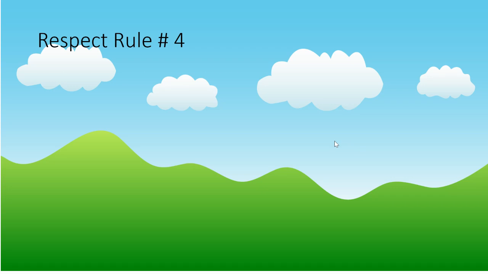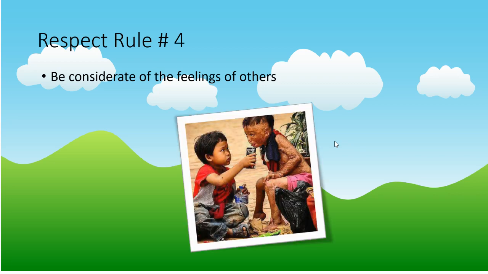Respect rule number 4. Be considerate of the feelings of others. You should always be considerate of the feelings of others. Before you judge or make fun of someone, you should put yourself in their shoes. Always think to yourself, I wonder what that person is feeling. If you can do that, then you can show that person compassion and you can show that person respect.